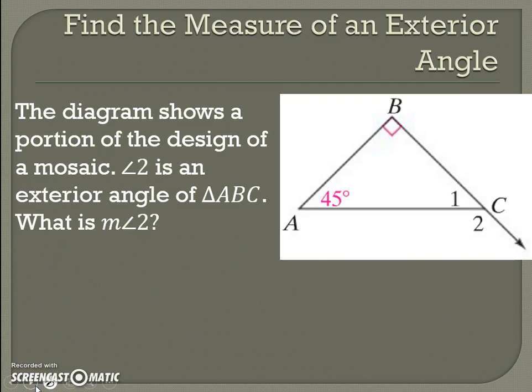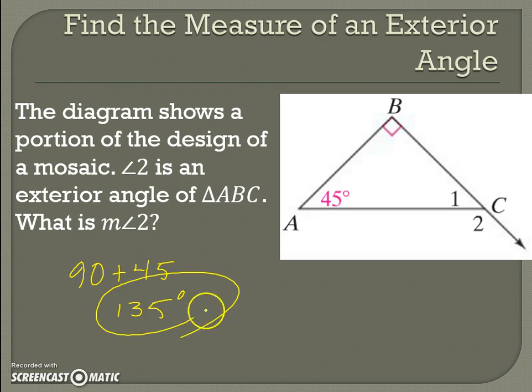Find the measure of an exterior angle. It says the diagram shows a portion of the design of a mosaic. Angle 2 is an exterior angle of triangle ABC. What is angle 2? Well, we just learned that angle 2 is going to be the sum of these two. So I'm going to have 90 plus 45, which equals 135 degrees.